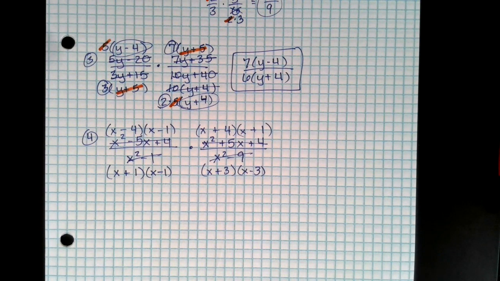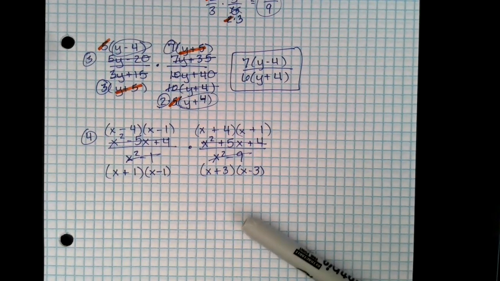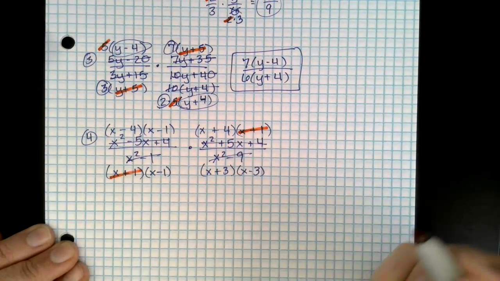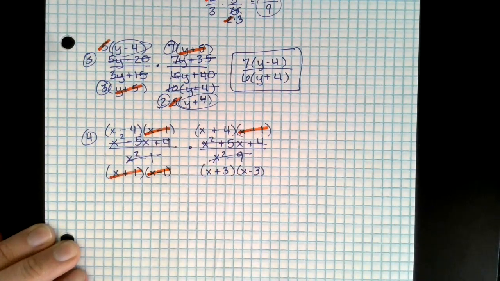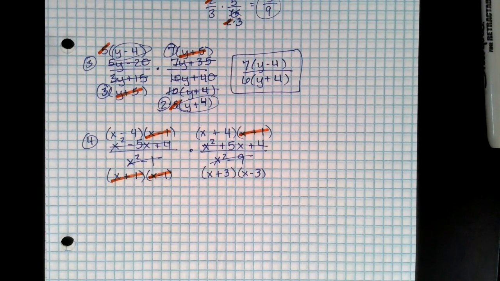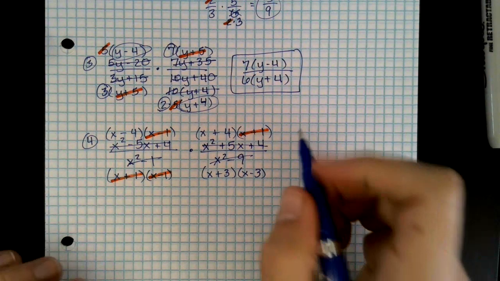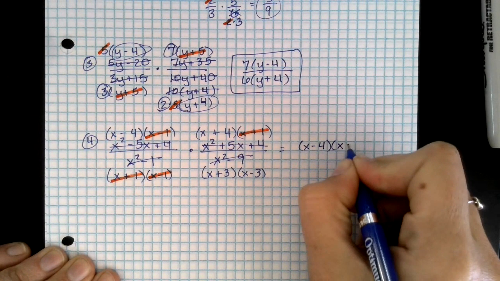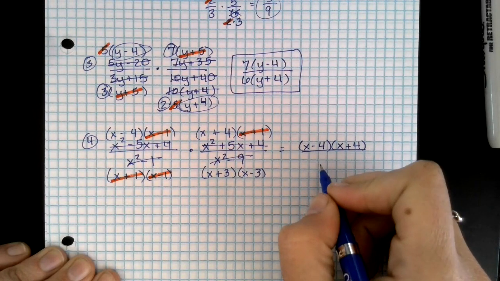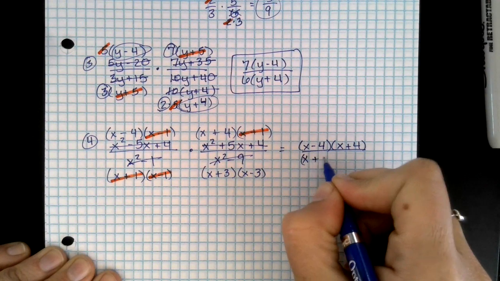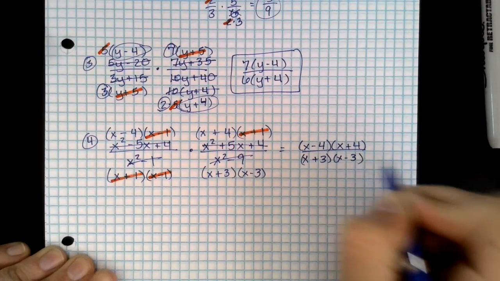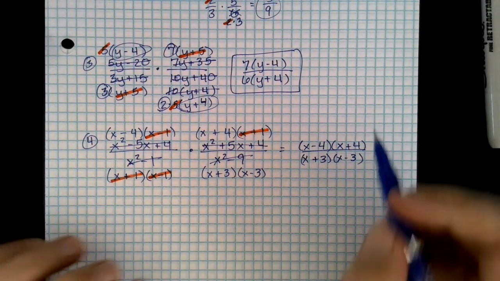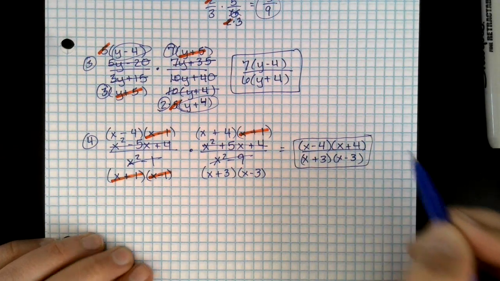So everything is factored. Now what I'm looking for are things that I have on the top and bottom that are the same. So x plus 1, x plus 1, x minus 1, x minus 1. Now, when I'm assessing what's left for my answer, I don't have to actually do the FOIL if I don't want to. So I'm going to leave it (x minus 4)(x plus 4) over (x plus 3)(x minus 3). The order of your signs doesn't matter as long as you have everything there that you should have there. But you don't have to do FOIL. You can leave it like that.